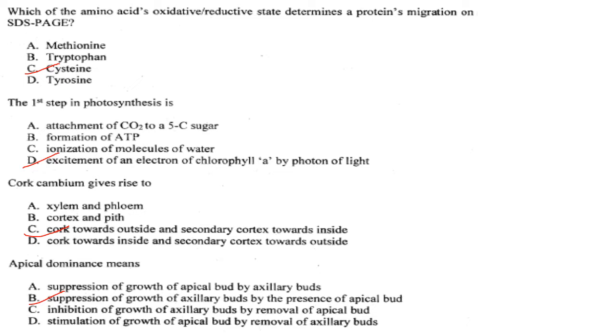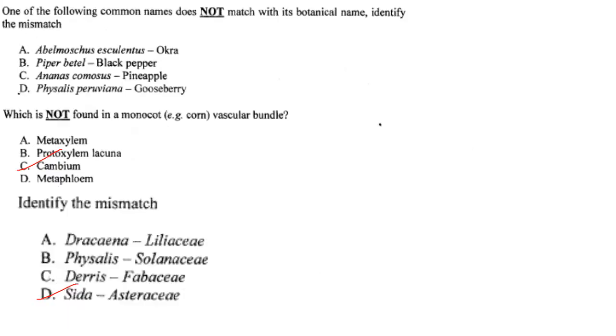Apical dominance means suppression of growth of axillary buds by the presence of the apical bud. So the answer is option B. One of the following common names does not match with the botanical name. Identify the mismatch. Abelmoschus esculentus is okra or lady's finger. Piper betle is betel. Ananas comosus is pineapple. Physalis peruviana is gooseberry. It is Phyllanthus emblica that is commonly known as gooseberry. It is not Physalis peruviana.